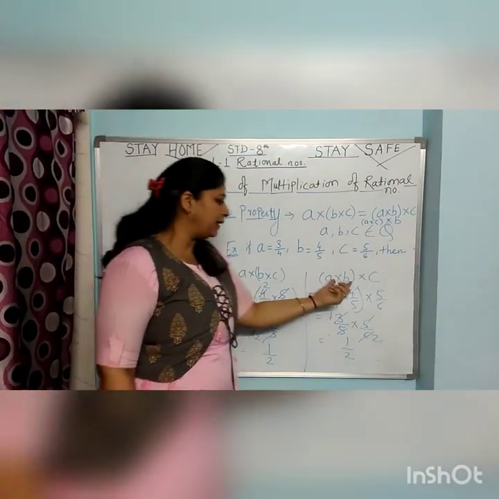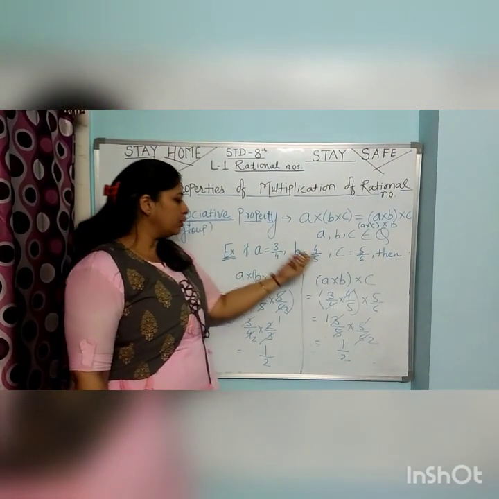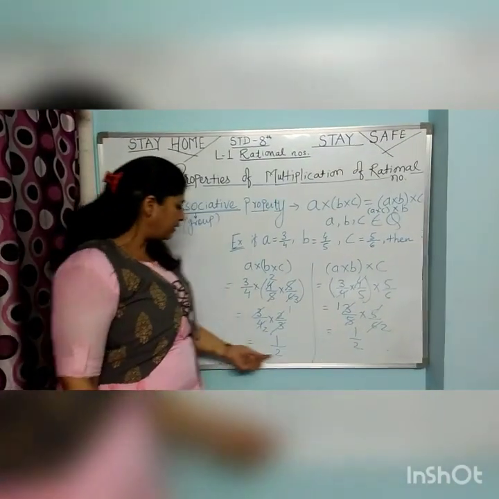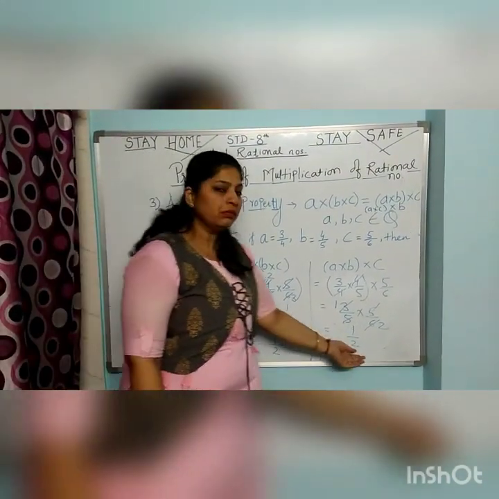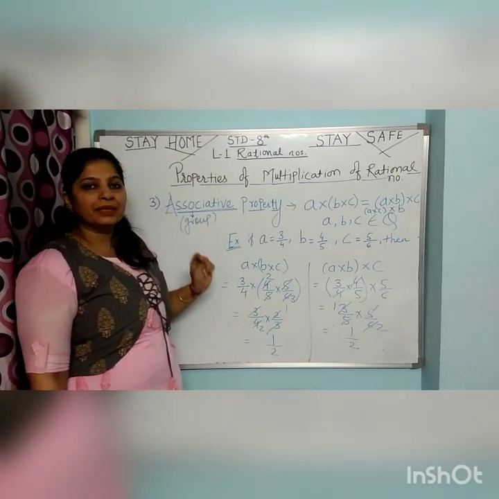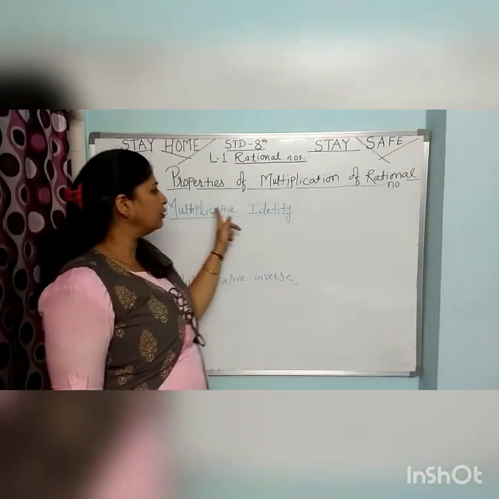So in both ways, whether you group B and C and then multiply with A, or you group first A into B and then multiply by C, your result will remain the same. 1 by 2, 1 by 2. So the associative property also holds in multiplication. The next property is your multiplicative identity.